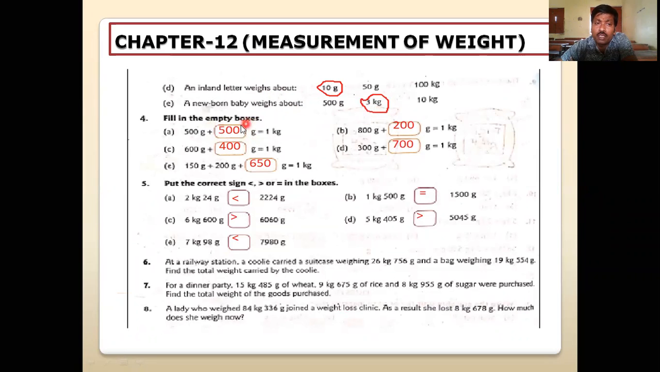Fill in the empty boxes. 500 gram, which number comes here, which makes the 1 kg? When we subtract this 500 gram from the 1 kg, we get this number. Okay. Now you have already completed this type of questions. So this is very simple. And now here is the comparison of the two types of numbers. We have already learned that in this type of questions. But we go to question number 6, 7, and 8. What do question number 6, 7, and 8 say?